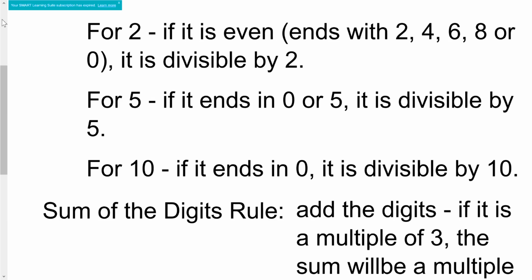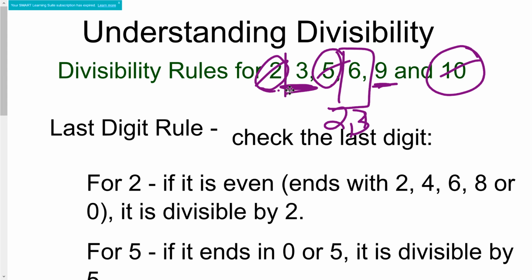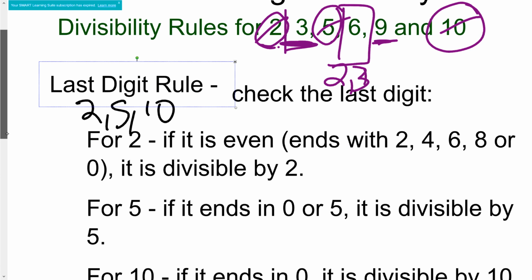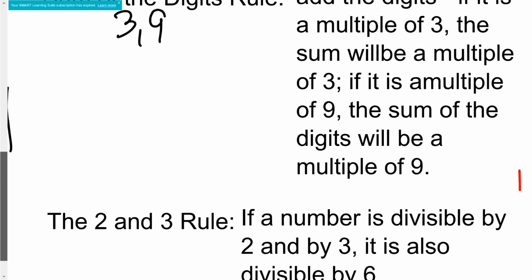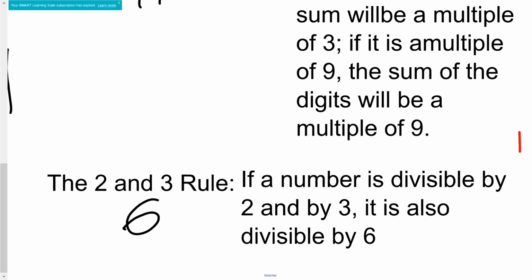So as a reminder, if we take a look at our rules, 2, 5, and 10 are our last digit rule. So that is for 2, 5, and 10. The sum of the digits rule, that's for your 3 and your 9. And then finally, the 2 and 3 rule, that's for the 6.